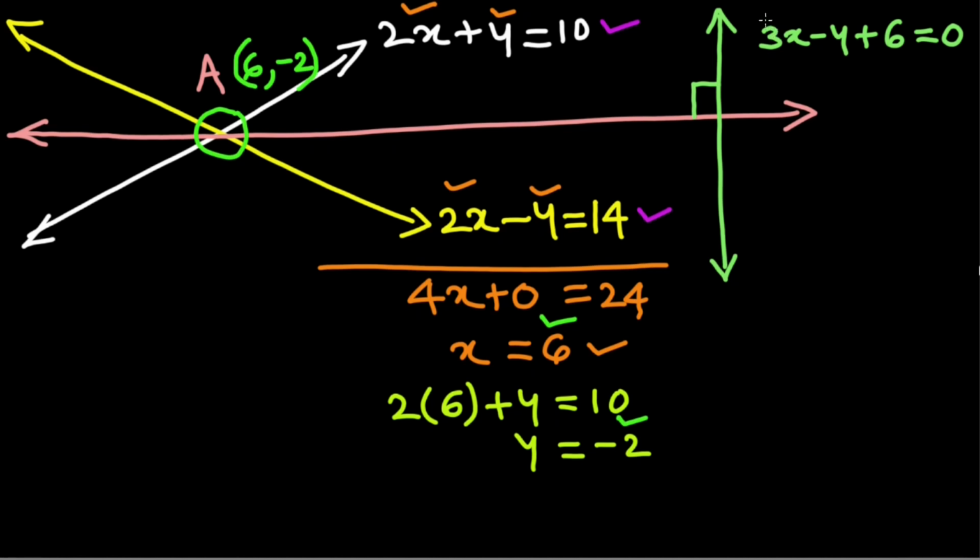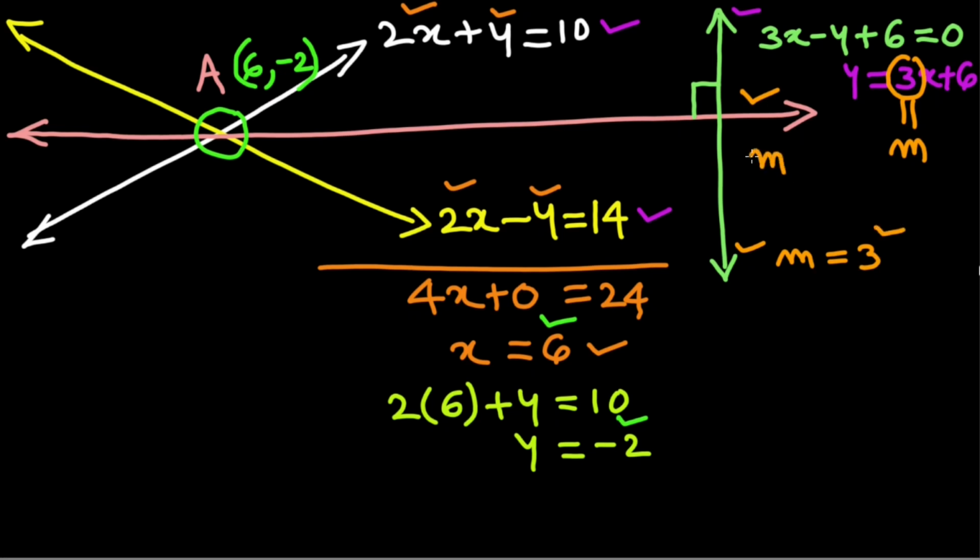Now let us find the slope of this line 3x minus y plus 6 equals 0. We write y equals 3x plus 6. This 3 will be its slope. Since slope of this line is m equals 3, the slope of the required line whose equation is to be found out will be the negative reciprocal of 3. So its slope m1 will be minus 1 by 3.